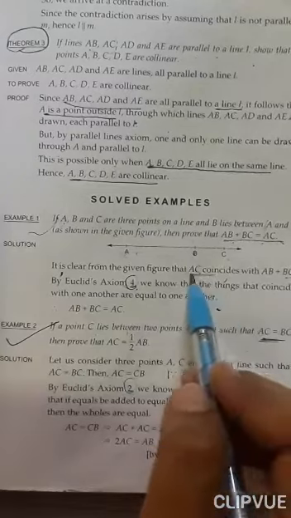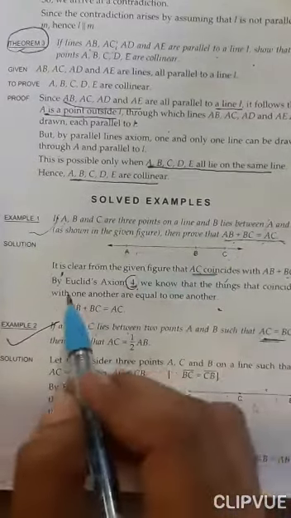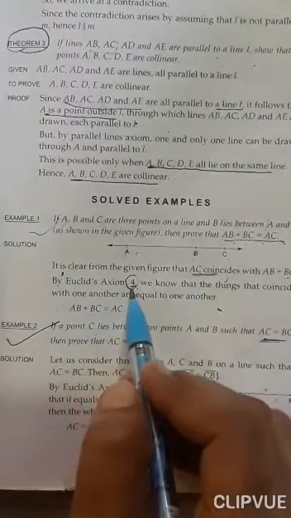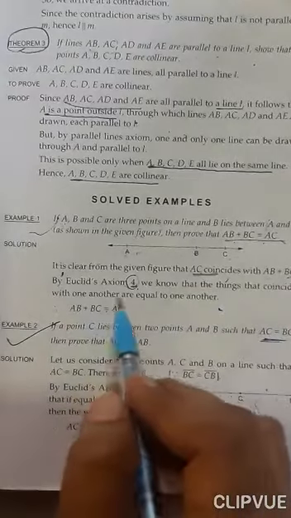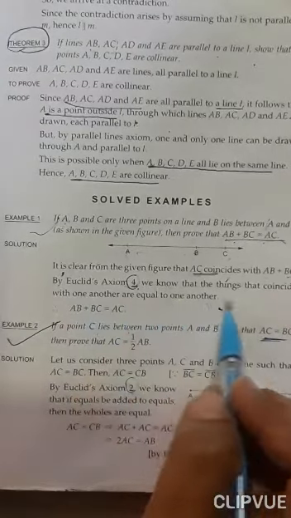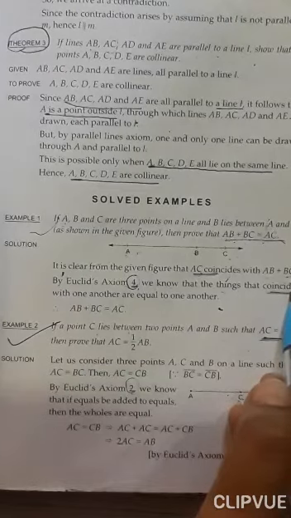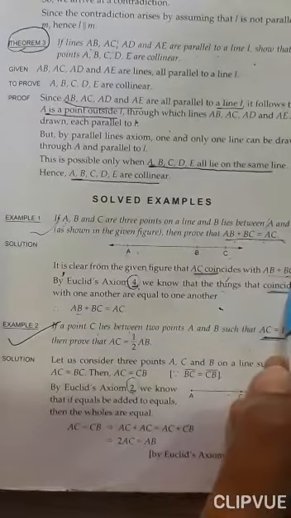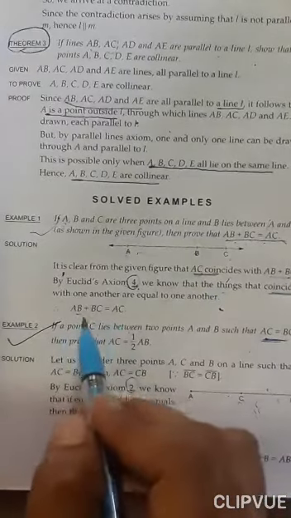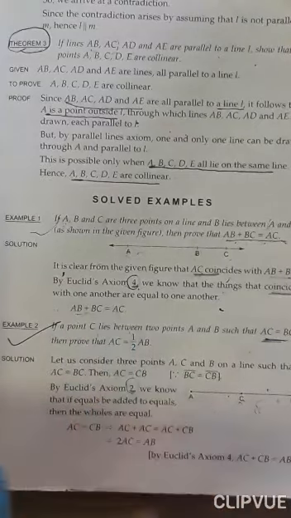It means coincide, एक जैसा ही है. So AC is equal to AB plus BC. By the fourth axiom, we know that things that coincide with one another are equal to one another. जो चीज़ें coincide करती हैं, मतलब एक जैसी होती हैं, वो equal भी होती हैं. It means if AC coincides with AB plus BC, then they are equal. It means AB plus BC is equal to AC.